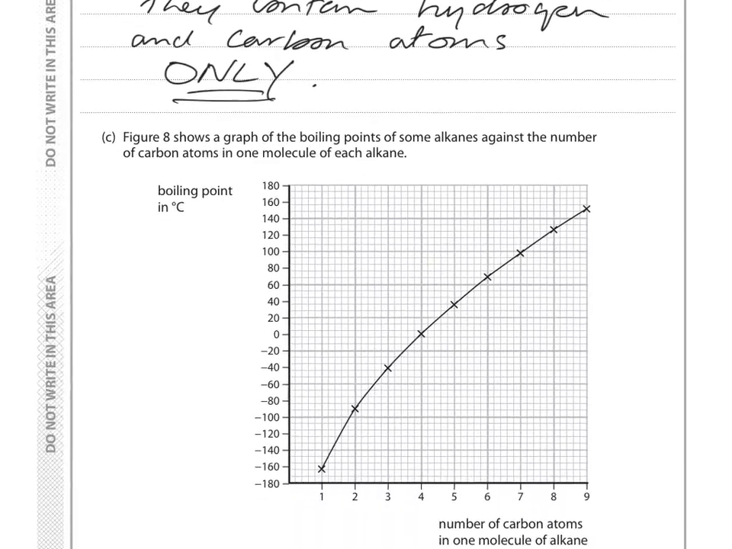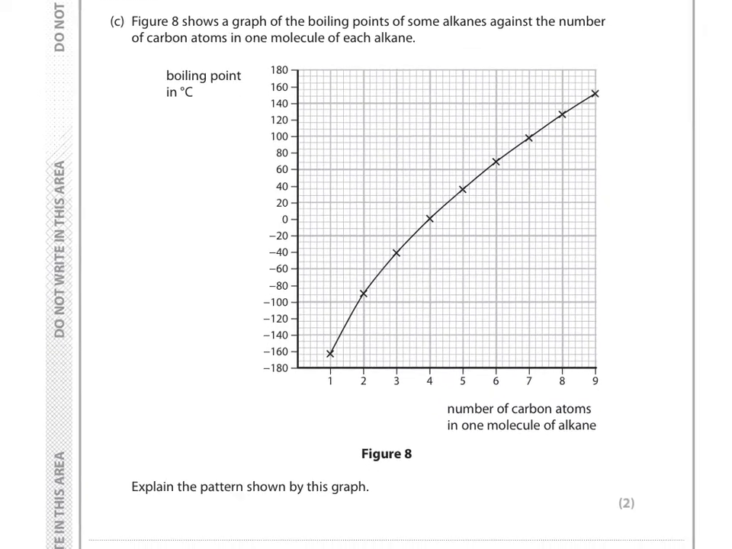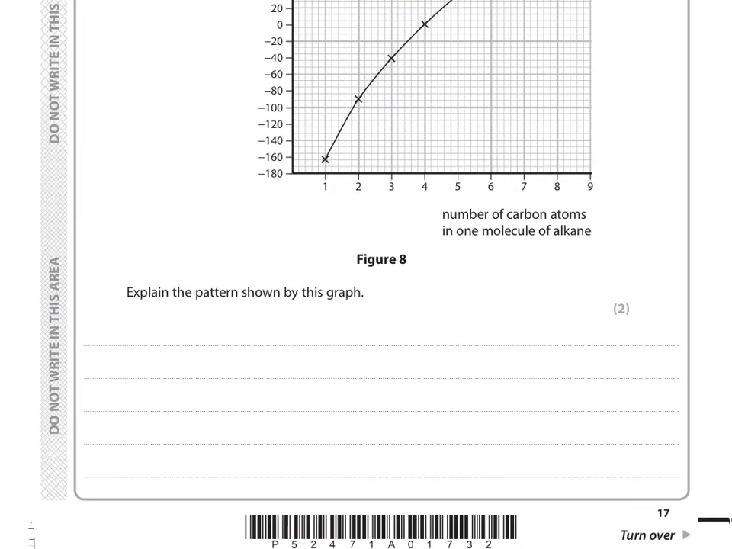Part C says figure 8 shows a graph of the boiling points of some alkanes against the number of carbon atoms in 1 molecule of each alkane. And then it says explain the pattern shown by this graph. Well, the command word there is explain. If you get asked to explain a graph, you get 1 mark for describing the pattern and the 2nd mark for the science explanation which explains the pattern. So the pattern is the greater the number of carbons, the higher the boiling point, and you get 1 mark out of the 2 for that.